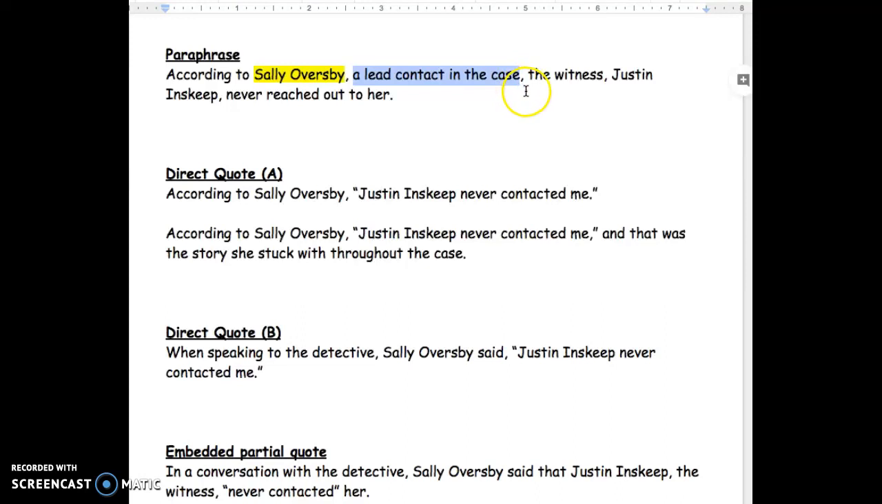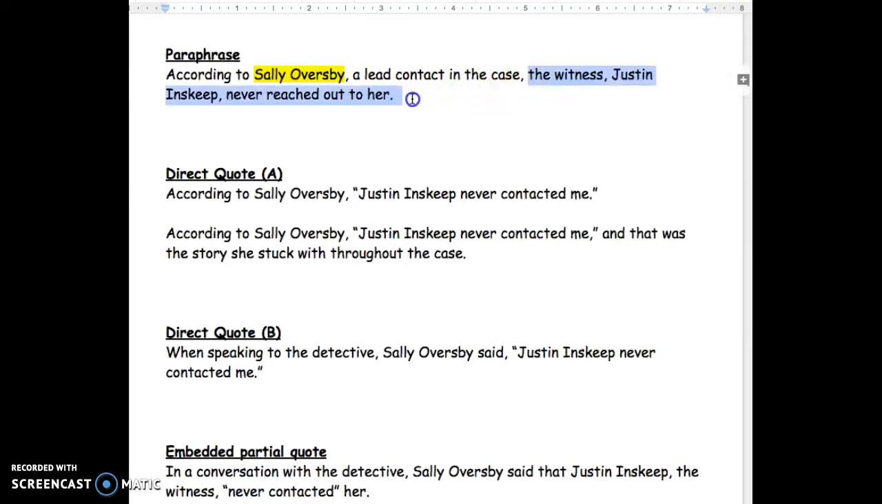So when you first introduce a person who you're going to quote in your writing, you need to do all of those things. First and last name, explain how they relate to what's going on in your writing, and then you follow that with whatever he or she has actually said. In this case, it's paraphrased, so you see no quotation marks. According to Sally Oversby, a lead contact in the case, the witness, Justin Inskeep, never reached out to her.